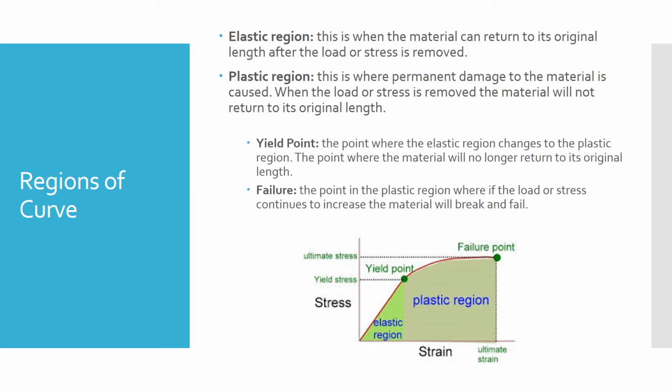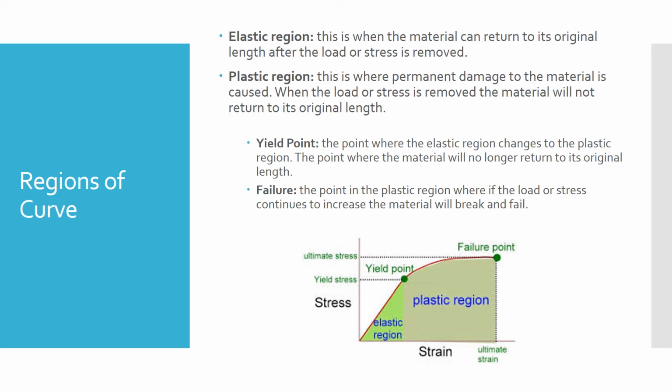There are two regions of the stress-strain curve. The first region is the elastic region, and this is when the material can return to its original length after the load or stress is removed. The next region is the plastic region, and this is where permanent damage is made to the material. When the load and stress is removed, the material will not return to its original length.